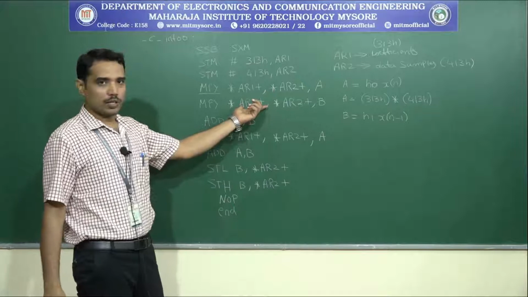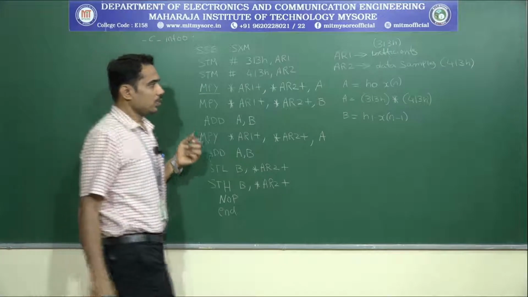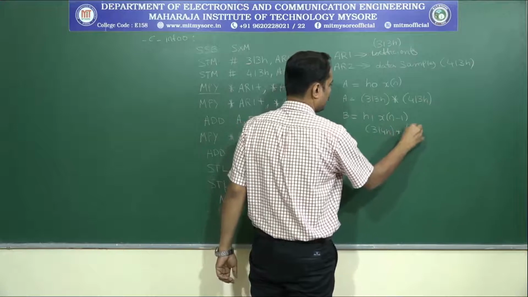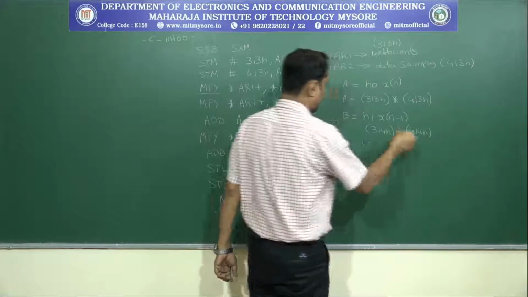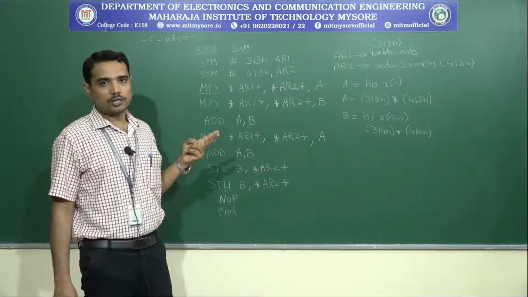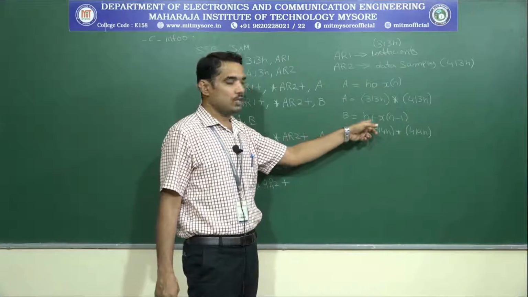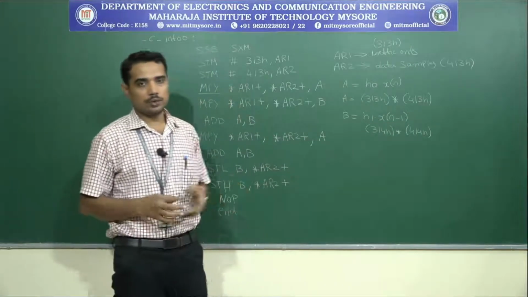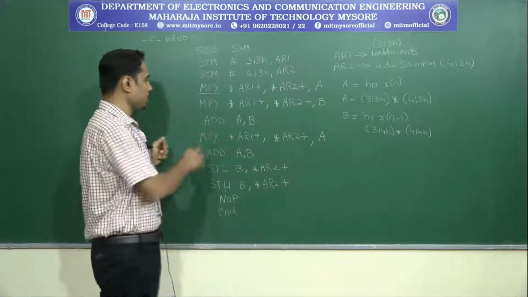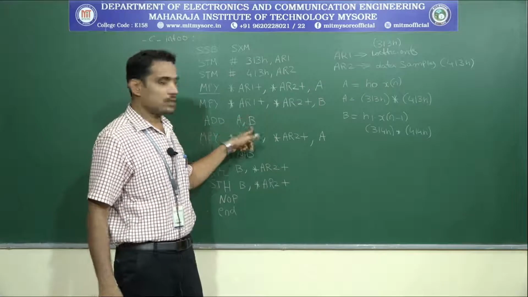The product is computed with respect to the multiplication instruction. That means contents of 314H is multiplied with contents of 414H and the product is stored in accumulator B. Now we have computed the product of two terms: one is H0 into x of n and the next one is H1 into x of n minus 1. After computing the products, next we have to add those two products by using the instruction ADD A, B. A, B implies what? B is the destination operand.